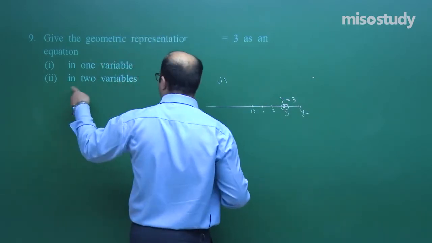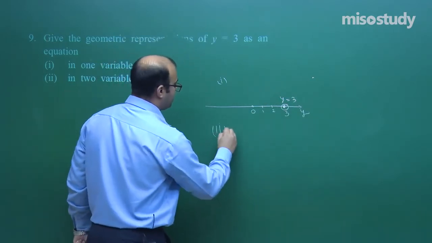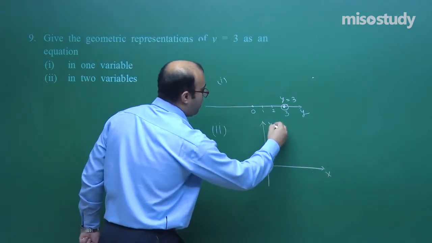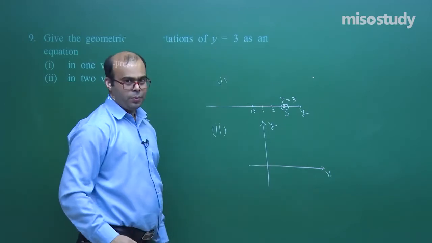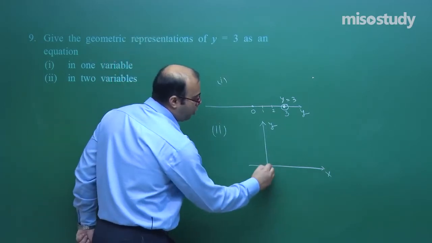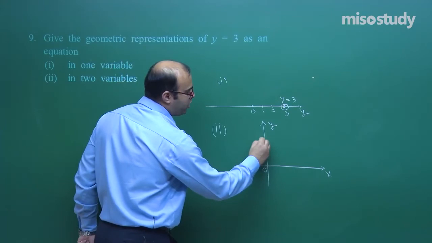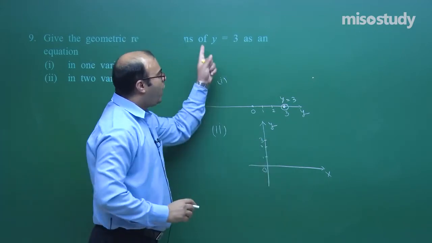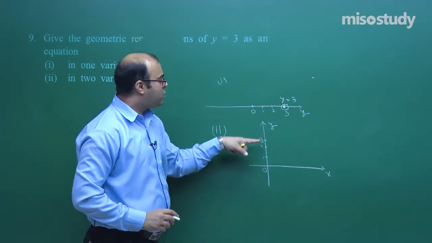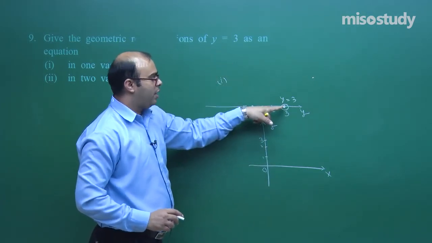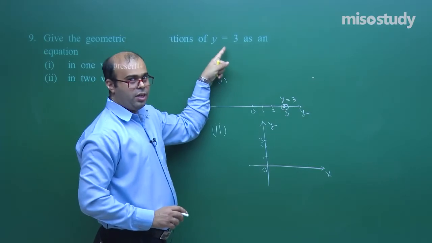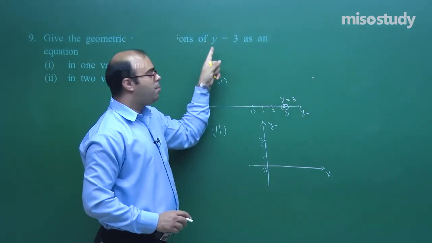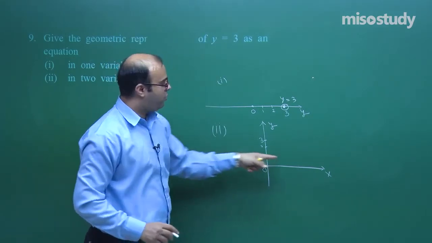But if it is in 2 variables, that means there is an x-axis also and there is a y-axis also. And it is given y is equal to 3. That means from the origin, along y you have to go 3 distance. This is 1, this is 2, this is 3. Since there is no x, here it was a point, here this is a line. Linear equation in 2 variables is a line. Another variable is not present, but you have to draw in 2 variables. So another variable is x.